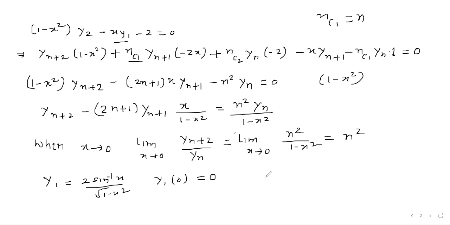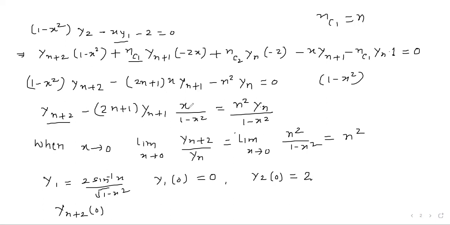Now we have to find y2 at 0. So we have to refer to the equation for y2. If we put x equal to 0 in this equation, here there is x, so this term will become 0 and this will become 0. So y2 minus 2 equal to 0, from where we get y2 at 0 equal to 2. Now we consider this equation. So y(n plus 2) at 0.